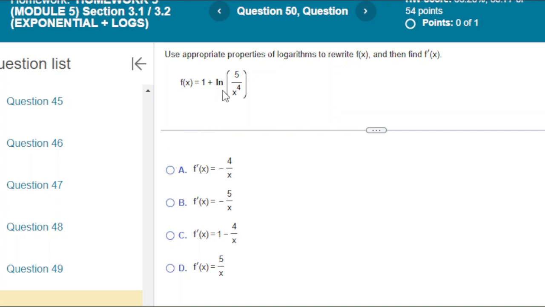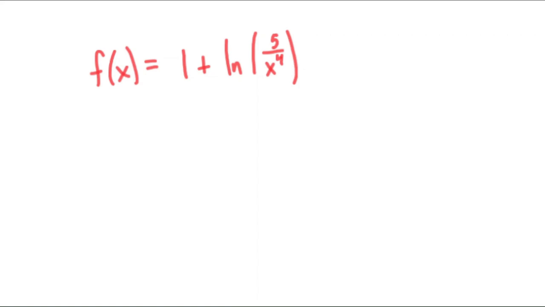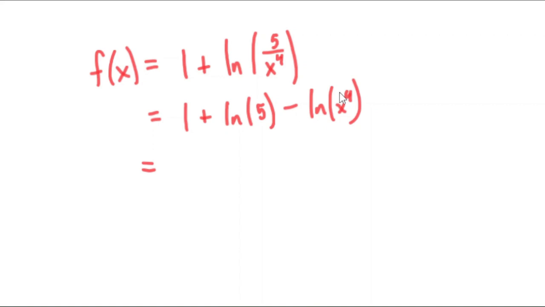f of x equals 1 plus natural log of 5 over x to the fourth. And it says use appropriate properties of logarithms to rewrite f of x and then find f prime of x. All right, to take the derivative of this, we're going to rewrite it as 1 plus natural log of 5 minus natural log of x to the fourth. Right, that's the quotient property of logarithms. And now we're going to use the power property of logarithms to bring this 4 out front. So we have 1 plus ln of 5 minus 4 times natural log of x.